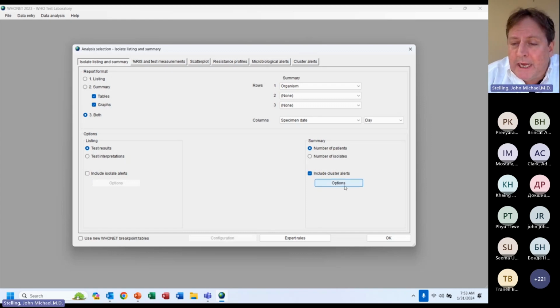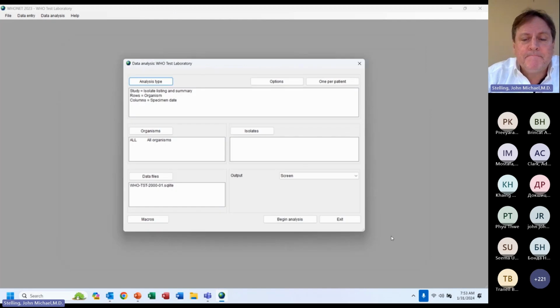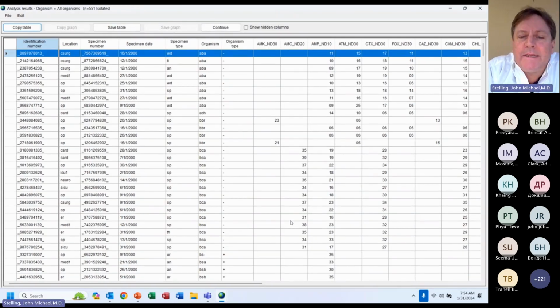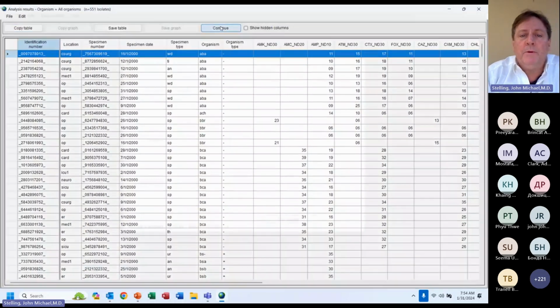Later today, we will look at the options. We won't look at the options right now. We'll just turn on the cluster alerts and assume that WHONET is going to provide some useful values for cluster detection. I will click on OK. I will click on Begin Analysis. The isolate listing has not changed at all. It's the same listing I showed you a few minutes ago. I will click on Continue.